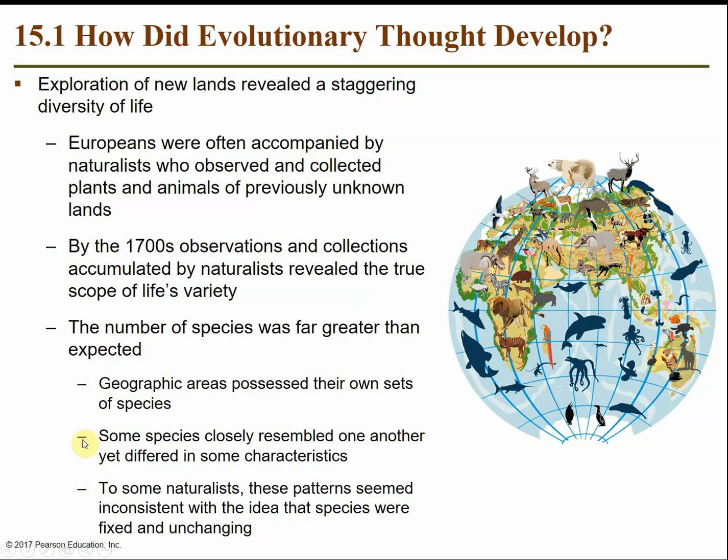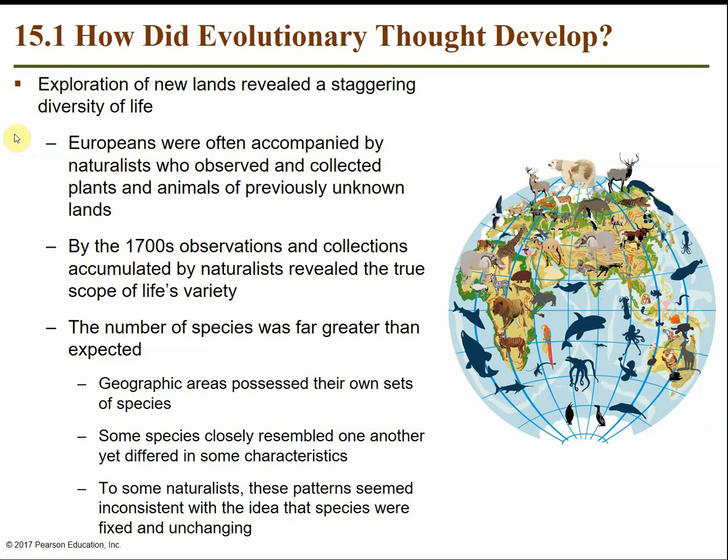So they're kind of special to that geographical location. And we also noticed that a lot of species closely resemble one another, but differ in some of their characteristics, right? So we could have brown bears in North America or South America, but then have polar bears, which are very similar, but slightly different for their particular habitat. So ultimately, these naturalists start to notice these patterns and realize that they're inconsistent with that underlying previous idea that species were fixed and unchanging over time.